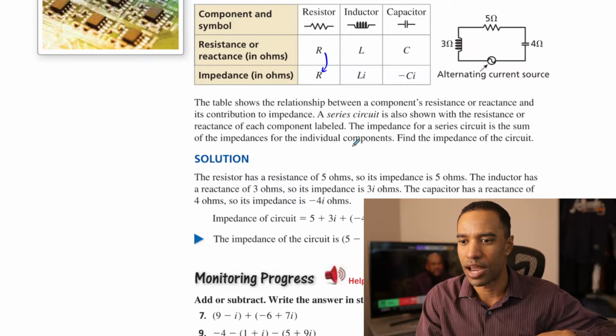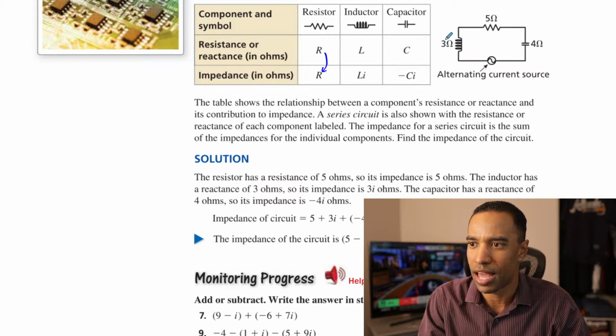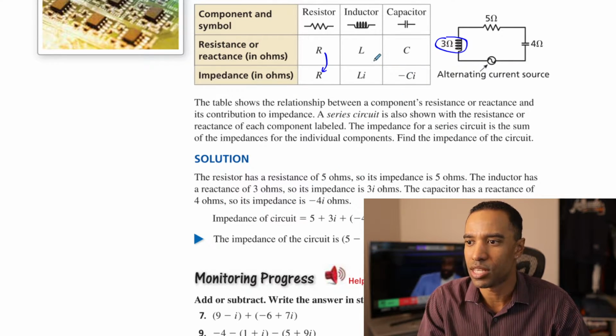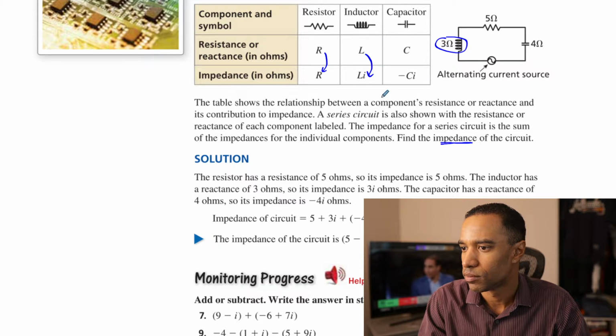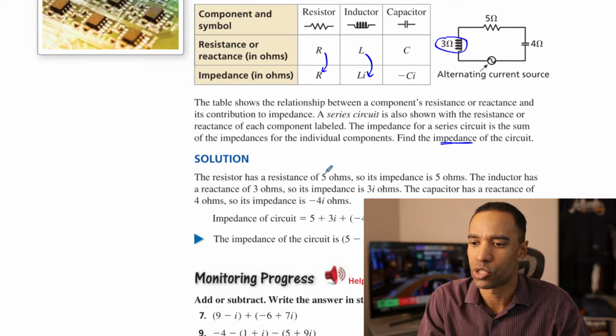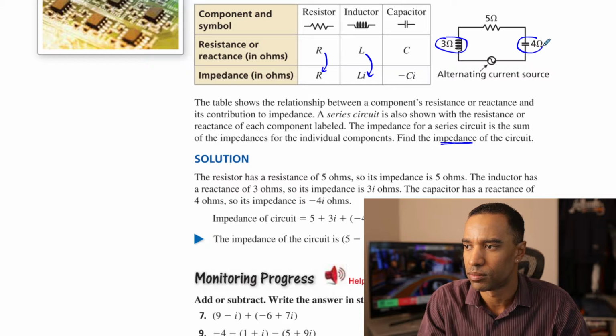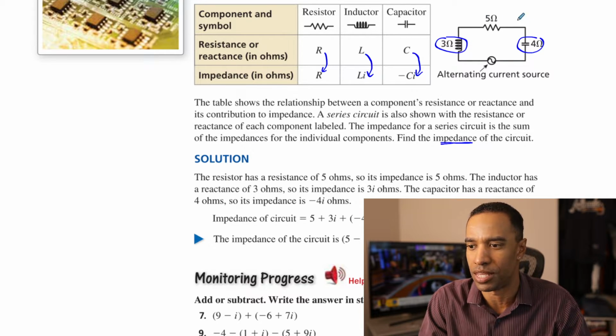Okay. The inductor has a reactance of 3 ohms. So whatever that number is, this guy, inductor, reactance of 3 ohms, its impedance is 3i ohms. So we're trying to come up with the impedance of the circuit, and it's a translation from whatever the resistance or reactance is. I'm just going to keep saying resistance, I guess. Do they say different things? Oh, inductor has reactance, resistor has resistance. Okay. The capacitor has a reactance of 4 ohms. Boom. So its impedance is negative 4i ohms. If I have a 4 here, this becomes negative 4i. What we're going to do is combine the results of these things here.